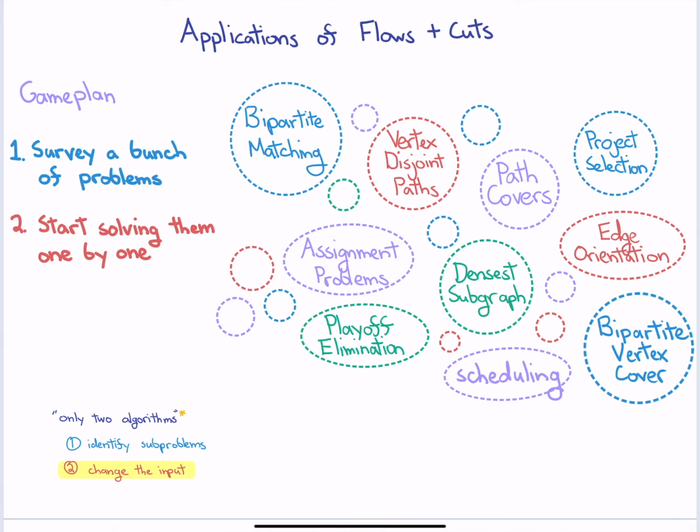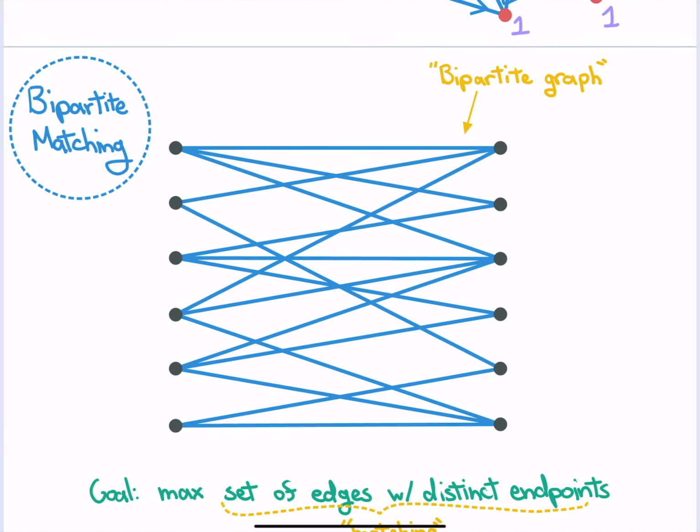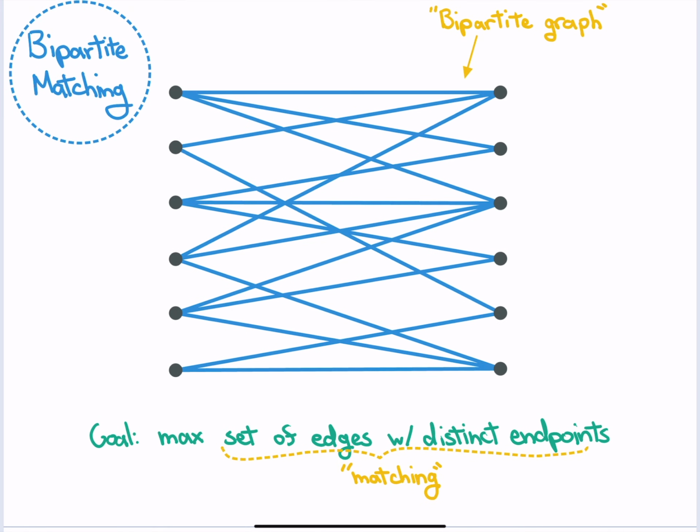Vertex disjoint paths we've already done, so I'm not doing that. All right, here's the first one: bipartite matching. You're given a bipartite graph. That means that the vertices can be split into two parts so that all the edges go from one part to the other, just like the picture.